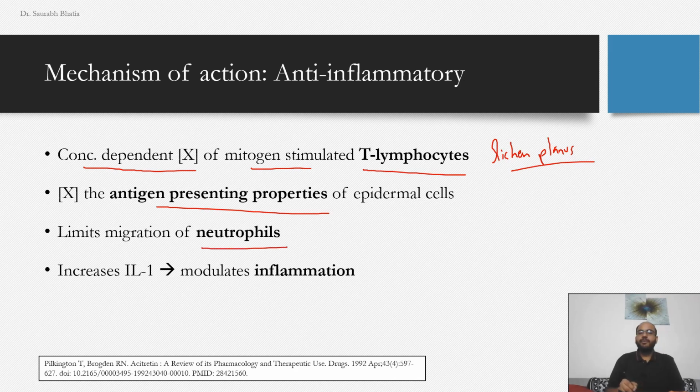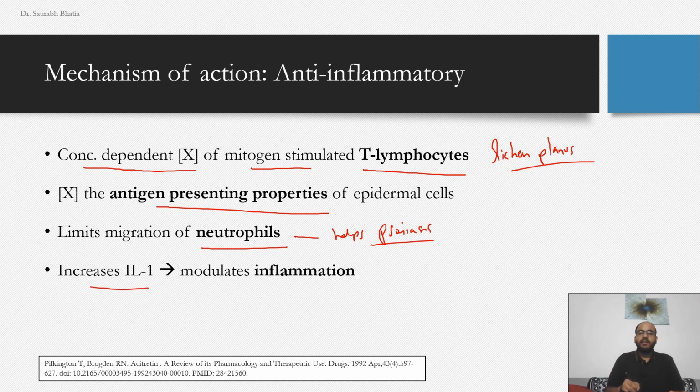That is the reason. Inhibition of antigen-presenting properties of epidermal cells is another mechanism. It limits the migration of neutrophils, which again helps in psoriasis. We know that psoriasis is a neutrophil-mediated disorder majorly, and it is characteristically seen that neutrophils migrate to the site of skin. So when acitretin limits the migration of neutrophils, it helps in psoriasis.